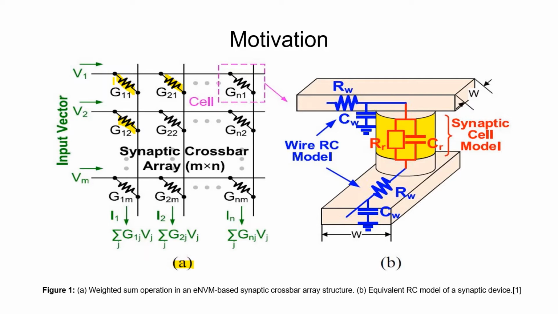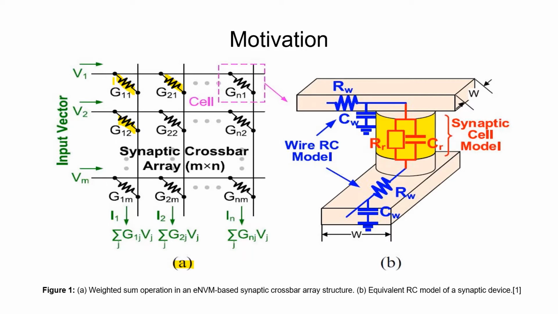In figure 1 still, part B is the physical implementation of part A. Part B is where we see the electrical components that go into developing this synaptic crossbar, with the resistor and the current modeled below.